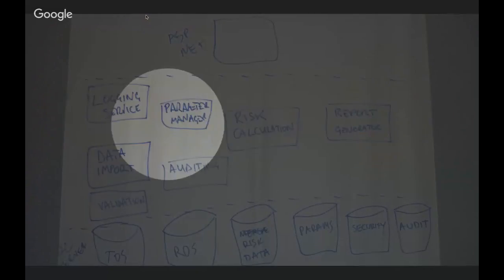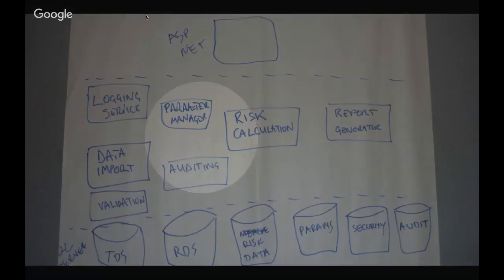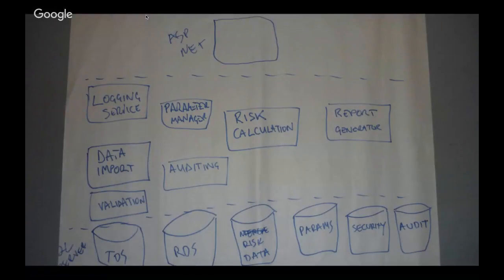And the boxes in the middle are really the next level of decomposition into the solution space. So there's a logging service and a risk calculation thing and a report generator thing and a data import thing. But there's nothing telling you about the structure here. There are no lines linking these boxes together.